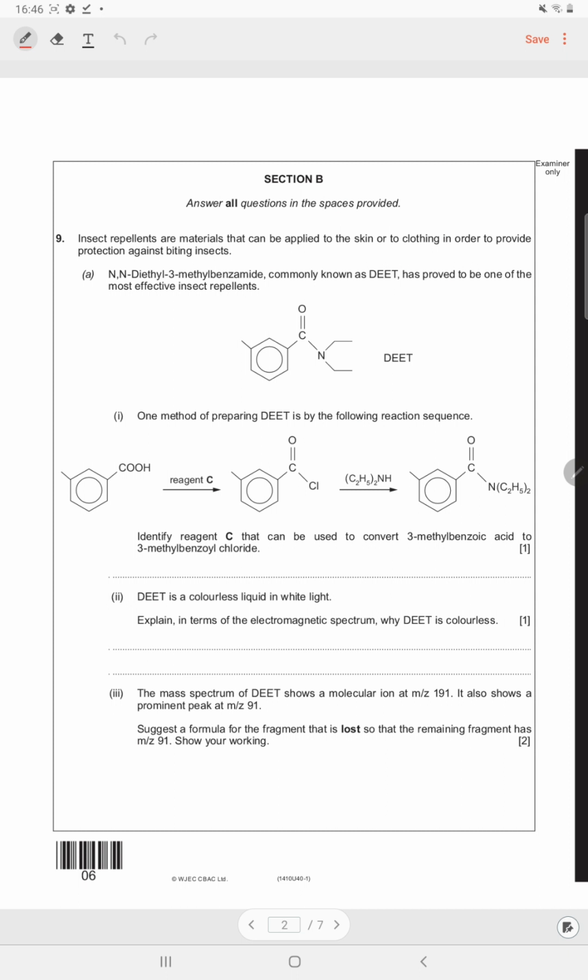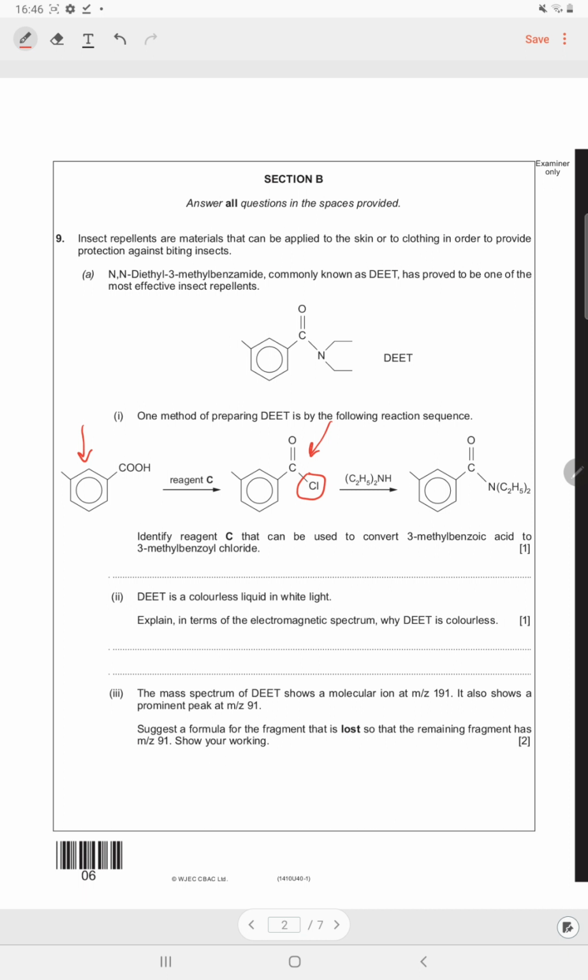Okay, this is all about an insect repellent. There's quite a lot going on here. You have to identify reagent C that can be used to convert 3-methyl benzoic acid, which is this, to 3-methyl benzoyl chloride, which is that. So what are we going to put in there? Well, this is an acid chloride. Remember, if you replace the OH group with the Cl, that's an acid chloride.